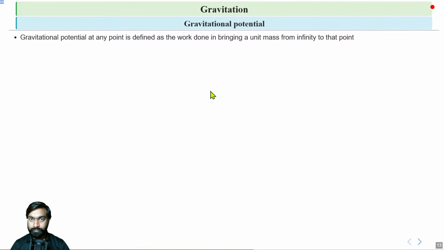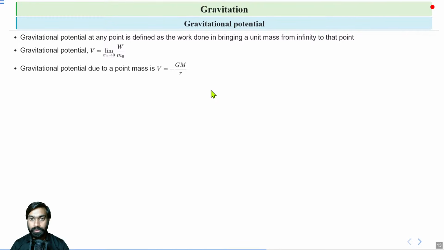Gravitational potential. The gravitational potential at any point in a gravitational field is defined as the work done in bringing a unit mass from infinity to that point. In simple words, the work you do to bring a unit mass from infinity to a particular point becomes the gravitational potential of that point. To calculate it, we have a formula: V equals limit m naught approaches 0 of W upon m naught.